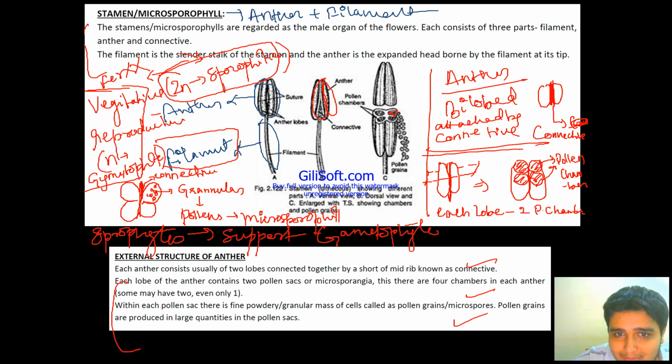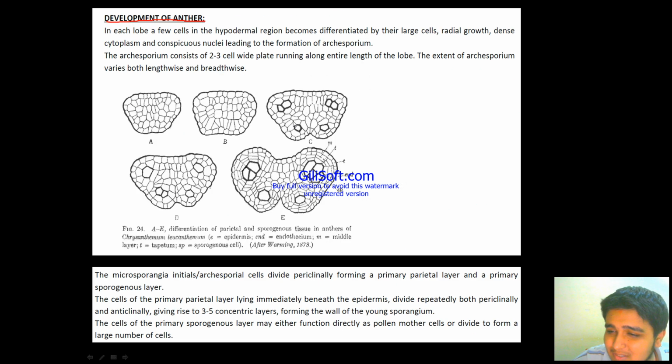Again, reminding you, this is what we are interested in, anther and not the filament. How is this particular structure developed? Now, this is not a single cell. It's a lot of cells. It's a macroscopic structure, so it has got its own tissues. Now that is what we are more interested in. If you have a look, each lobe, read these sentences. They are very clearly explained. They have got a hypodermal region. This is basically the hypodermal region.